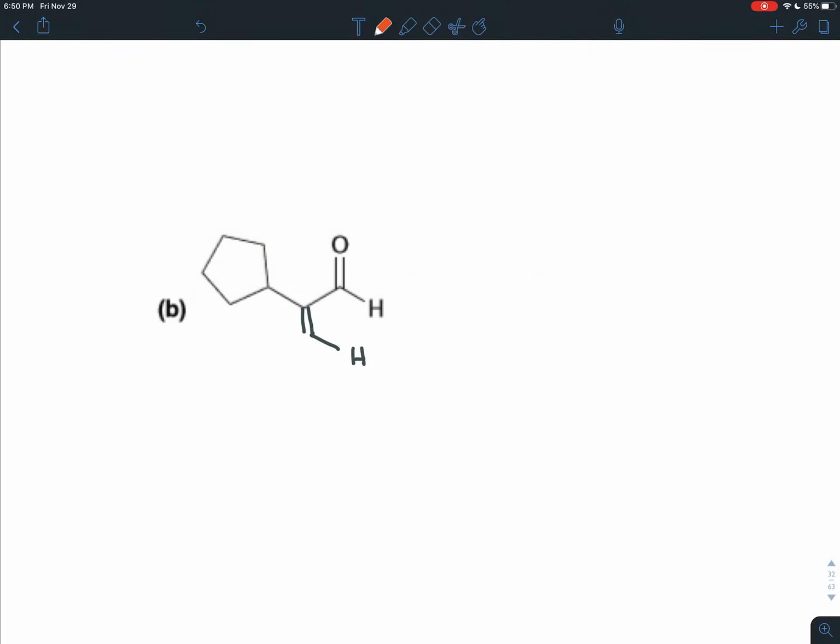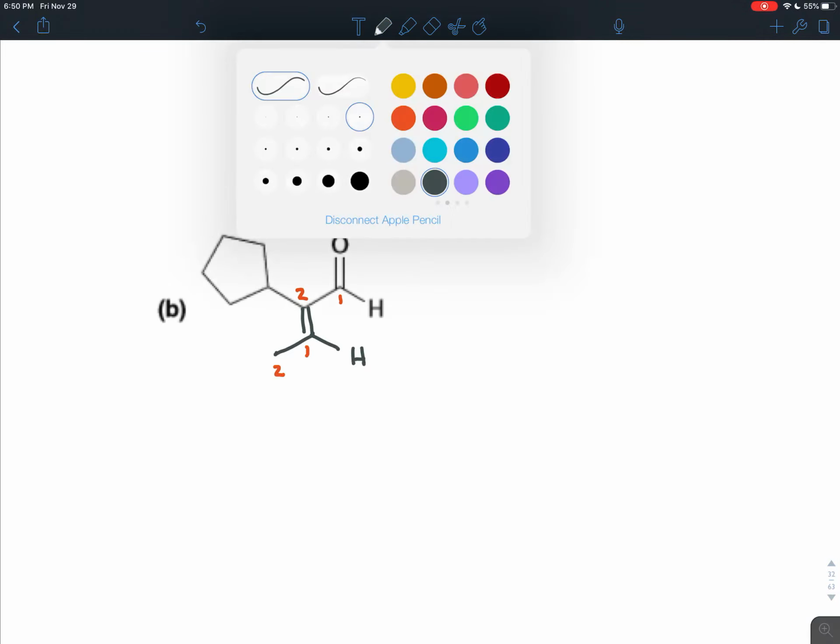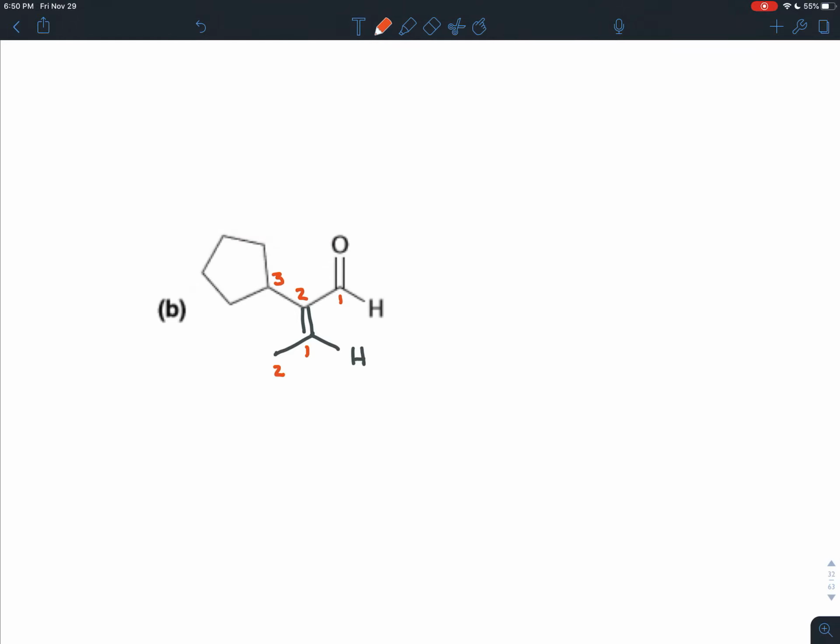Okay, now let's number this. To the left, here's our carbon number 1. We're going to have 1 more, carbon number 2. And then we get this ring starting on carbon number 3. The 5-membered ring attaches to that. There it is. All right. So now that we've redrawn this molecule, just instead of the oxygen, we have the alpha carbon.